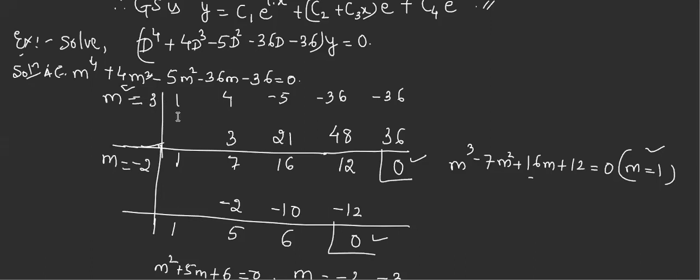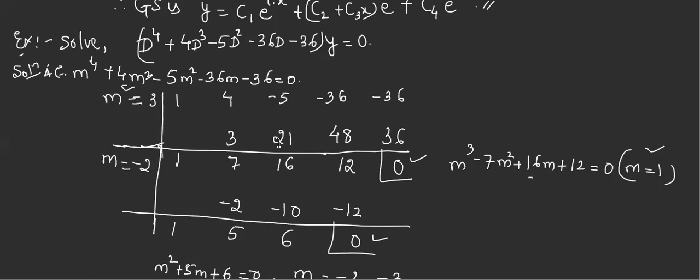For the first one, write as it is. The same number, 1, should be retained as it is. Now multiply this 1 with this root, what you have taken, 3. So 3 into 1 is 3. Write it below the next number. 4 plus 3. So in between there is no minus and all. Should add it. 4 plus 3 is 7. And again multiply. 7 into 3 is 21.